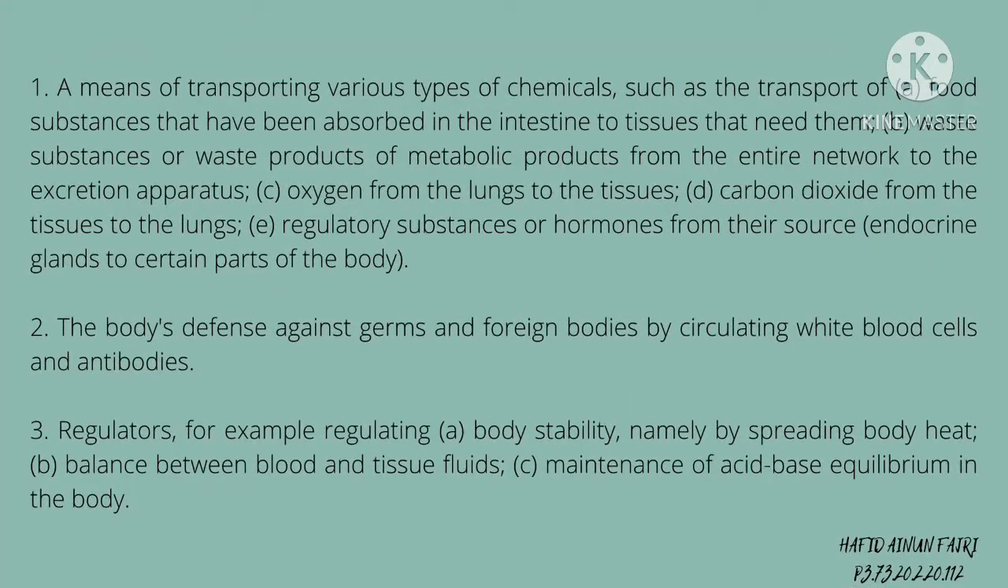1. A means of transporting various types of chemicals, such as the transport of: A. Food, the substances that have been absorbed in the intestine to tissues that need them. B. Waste substances or the products of metabolism from the entire network to the excretion apparatus. C. Oxygen from the lungs to the tissues. D. Carbon dioxide from the tissues to the lungs. E. Regulatory substances or hormones from the endocrine glands to certain parts of the body.